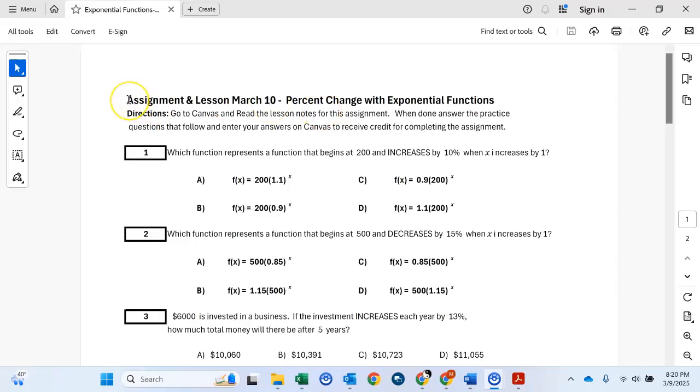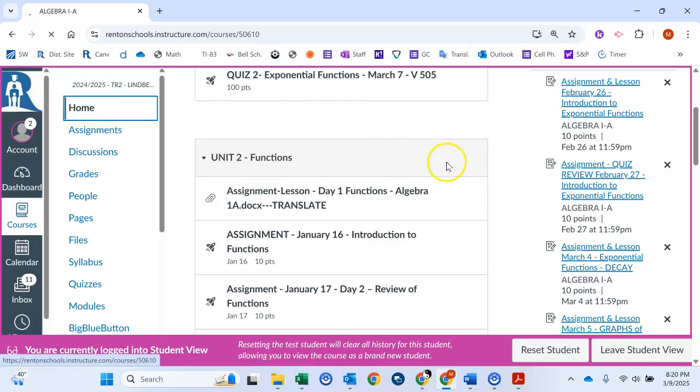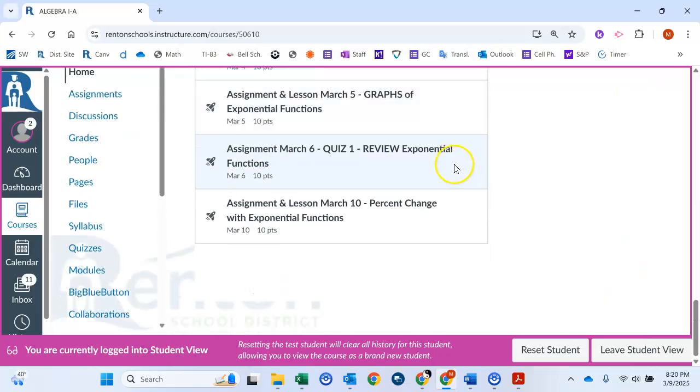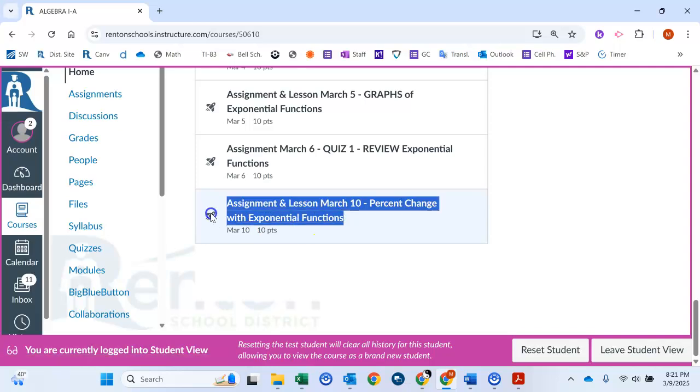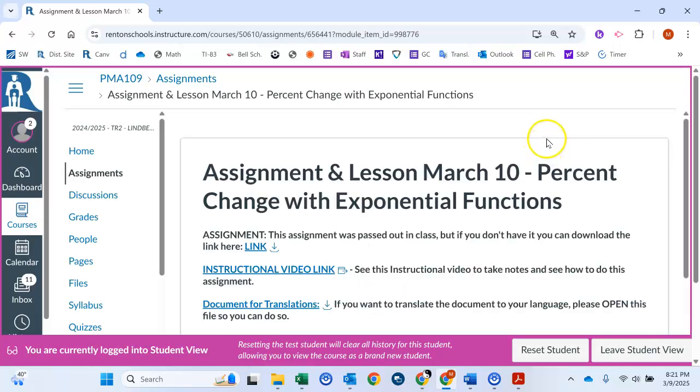Okay, hello everybody. Today we will be doing this assignment, March 10th, percent change with exponential functions. Be sure to go to Canvas, go to Home, and then the assignment on Canvas is this one right here. This is the one we're doing today. Click on that so you can get the translations. You want to open up the translations.